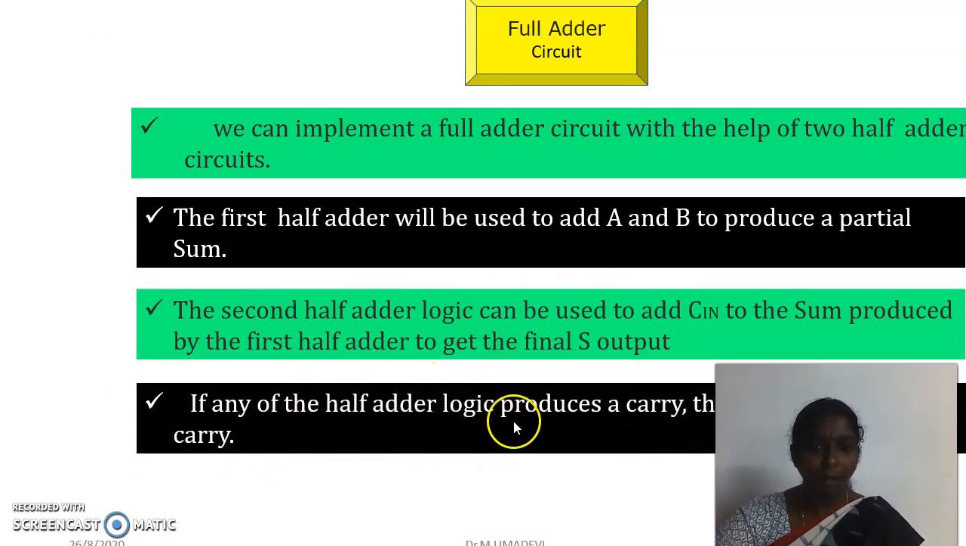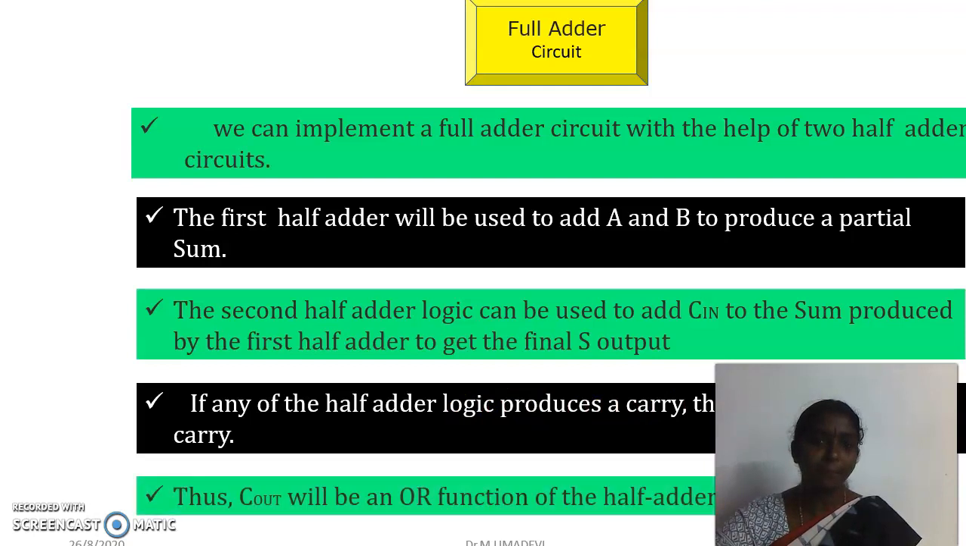If any one of the half adder logics produces a carry, there will be an output carry. Thus C out will be an OR function of the half adder carry outputs. So this is the working of the full adder circuit.